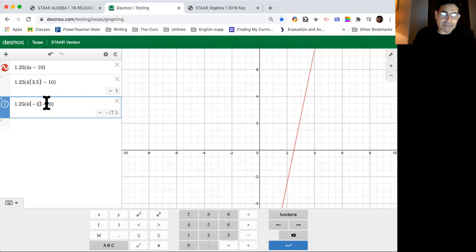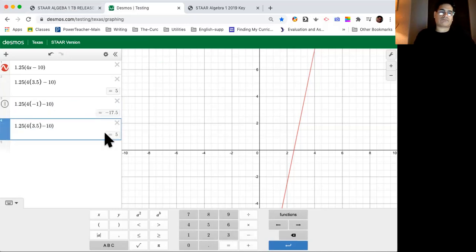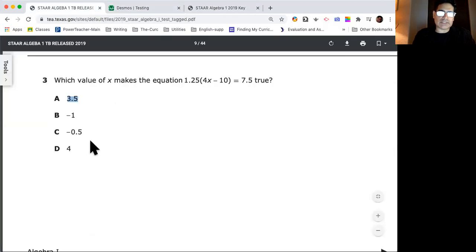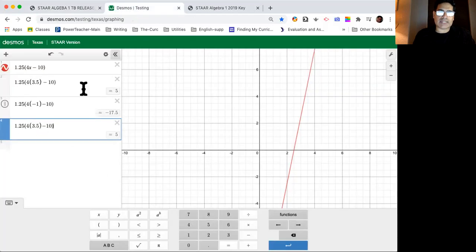You plug that in, -1, and we get 17.5, and that is not the value that makes the statement true. That's not what we're looking for. So we go on and try the next one. Write the statement again, and we go to our choices, and the next one is -0.5, and we'll put that into the calculator.